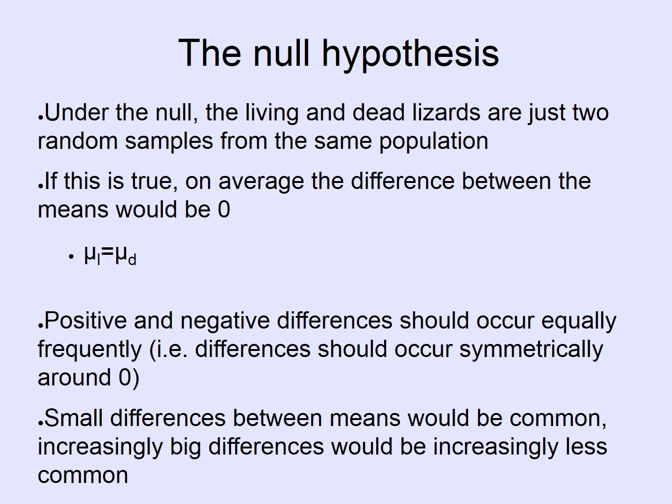All right, null hypothesis again. Okay, so in this case, the mean of the horn length for the living would equal the mean of the horn length for the dead. Positive and negative differences should occur equally frequently around 0. And small differences between means would be common, and increasingly big differences would be increasingly less common. So we'll see that in the way that test statistic is calculated, the bigger difference you have between means, the more likely you're going to have a stronger signal to the noise.